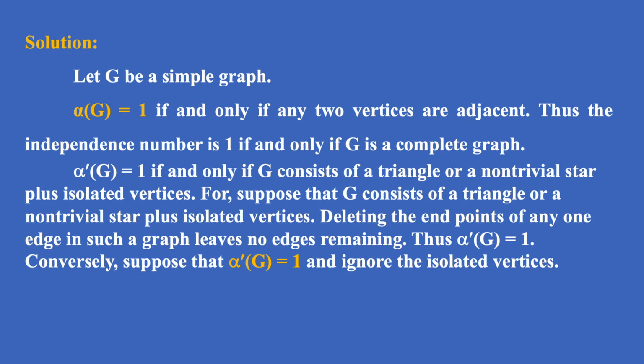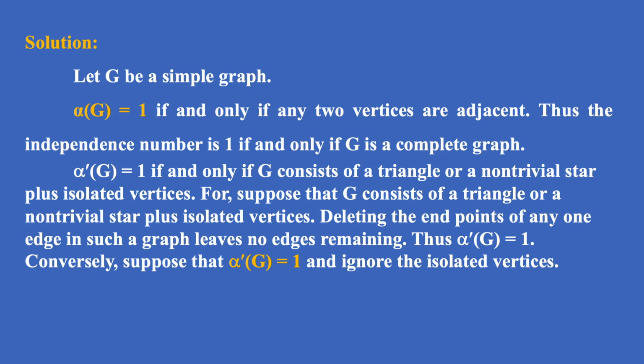Alpha dash of G is equal to 1 if and only if G consists of a triangle or a non-trivial star plus isolated vertices. Suppose that G consists of a triangle or a non-trivial star plus isolated vertices. Deleting the endpoints of any one edge in such a graph leaves no edges remaining. Thus, alpha dash of G is equal to 1.